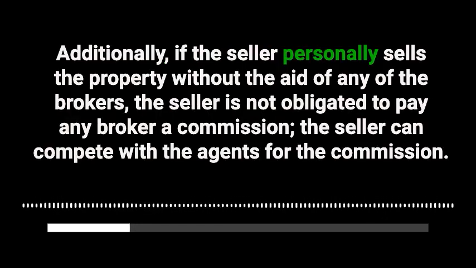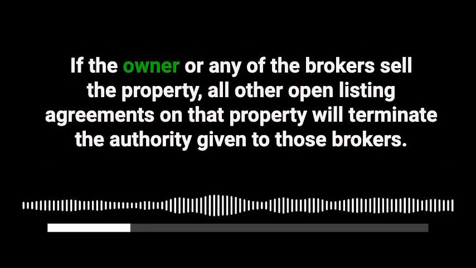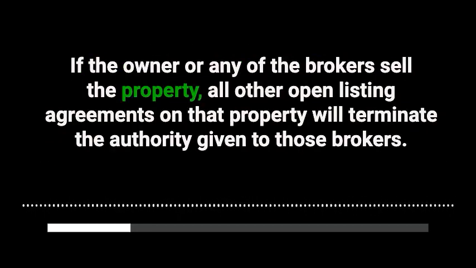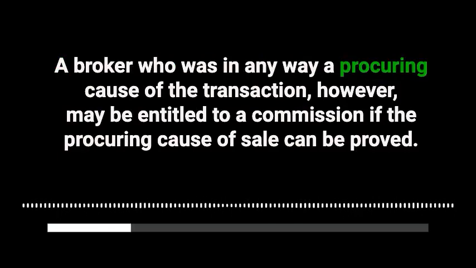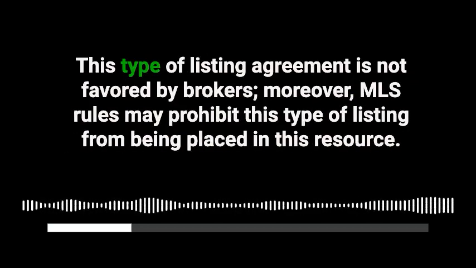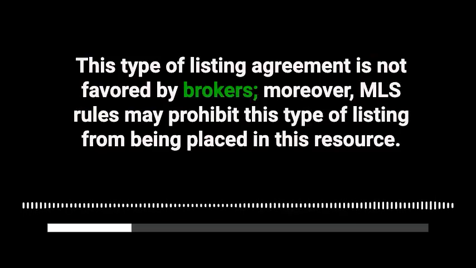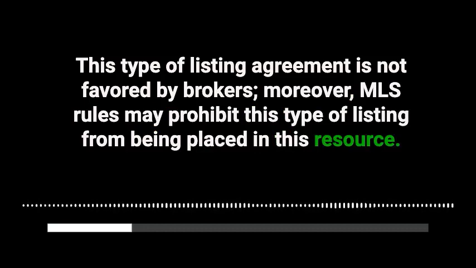Additionally, if the seller personally sells the property without the aid of any of the brokers, the seller is not obligated to pay any broker a commission. The seller can compete with the agents for the commission. If the owner or any of the brokers sell the property, all other open listing agreements on that property will terminate the authority given to those brokers. A broker who was in any way a procuring cause of the transaction, however, may be entitled to a commission if the procuring cause of sale can be proved. This type of listing agreement is not favored by brokers. Moreover, MLS rules may prohibit this type of listing from being placed in this resource.